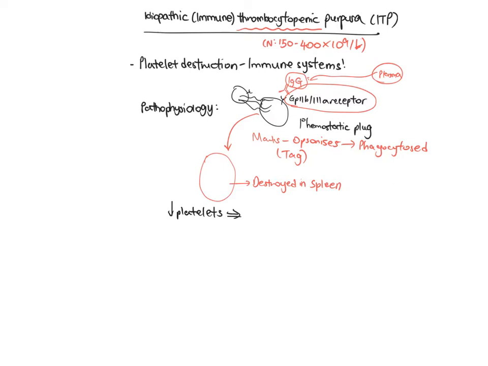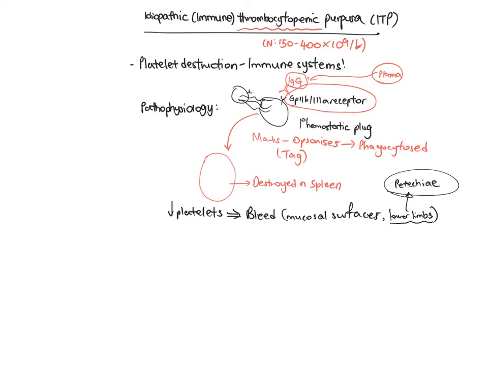As a result, patients often tend to bleed, especially from mucosal surfaces, and especially in the lower limbs. They form petechiae, which are pinprick hemorrhages that you can see, especially on the gravity-dependent areas in the lower limbs, more so than the upper limbs. So what happens here is basically the immune system recognizes the platelets as foreign and tries to get rid of it.